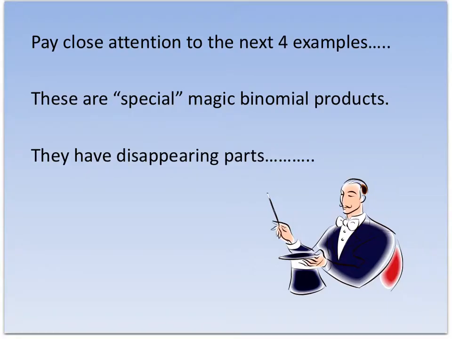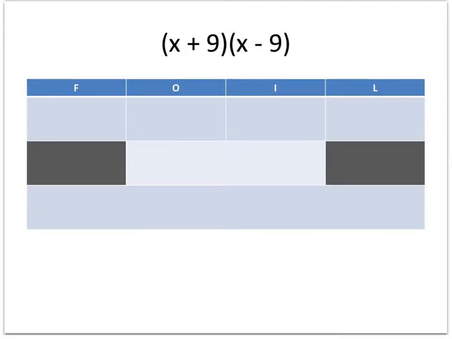Pay close attention to the next 4 examples. They're special magic binomial products because they have disappearing parts. Let's multiply x plus 9 times x minus 9 and see what happens. X times x gives us x squared. I'm seeing a pattern here with these first 2 terms.